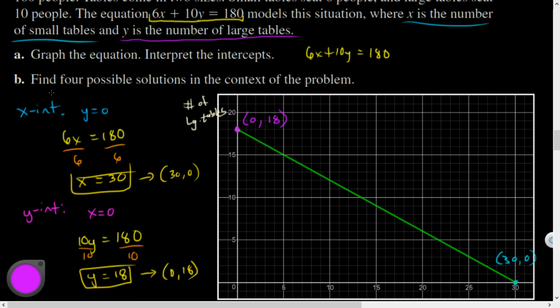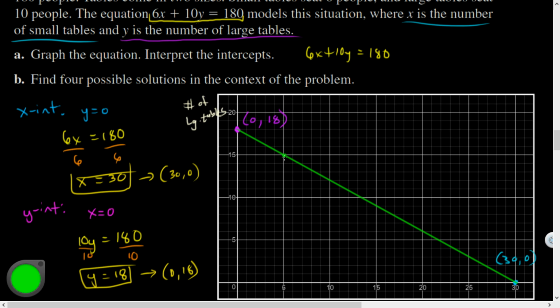All right, then they asked, find 4 possible solutions in the context of the problem. Now, here's a point on the line, but I don't think I can have half of a small table and then like 17 3/4 large tables. I'm assuming this problem probably should have been discrete and not continuous, but that's okay. So let's see if we can find some points on the line.